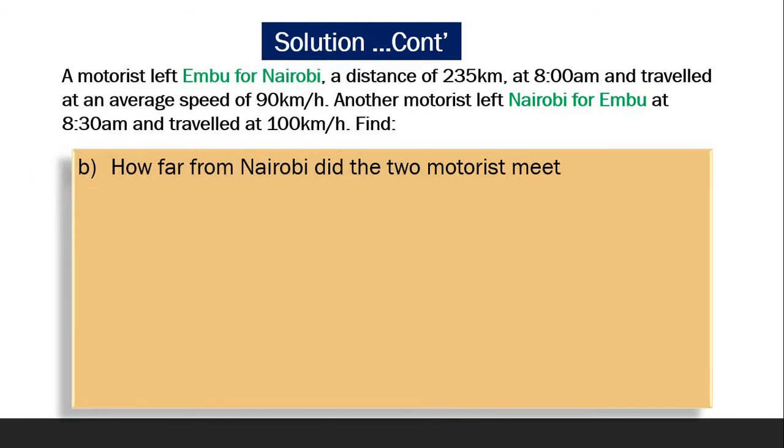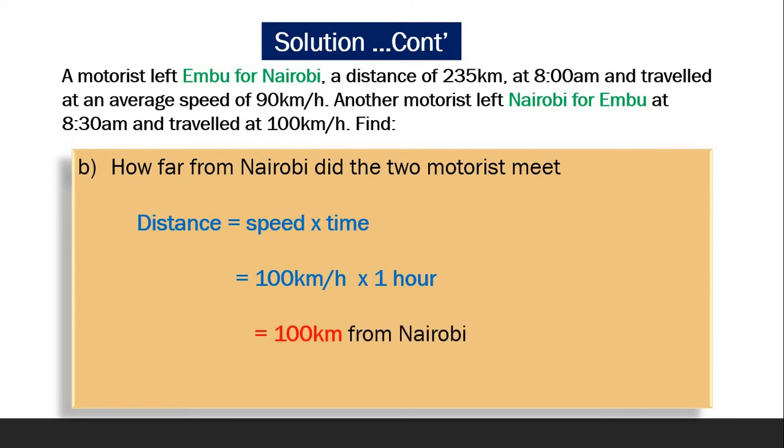How far from Nairobi did the two motorists meet? That means we need to find the distance. Distance equals speed times time. So 100 kilometers per hour times 1 hour gives us 100 kilometers from Nairobi. You can still do the distance from Embu.